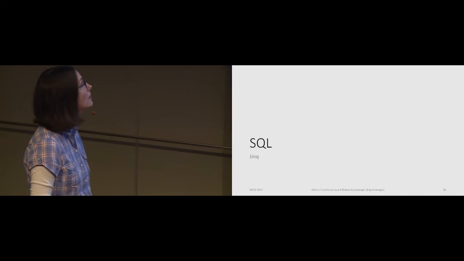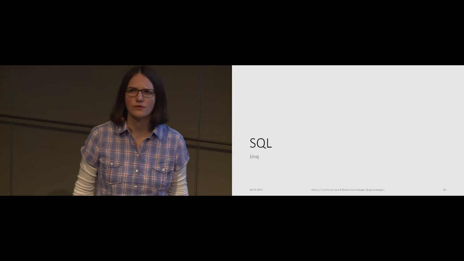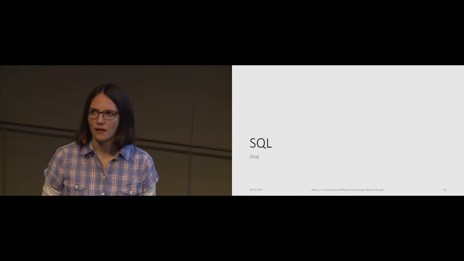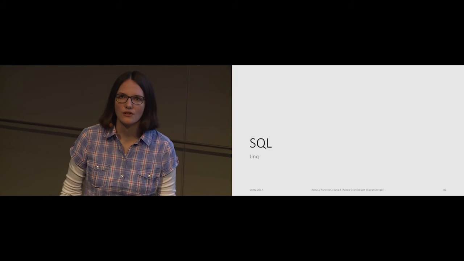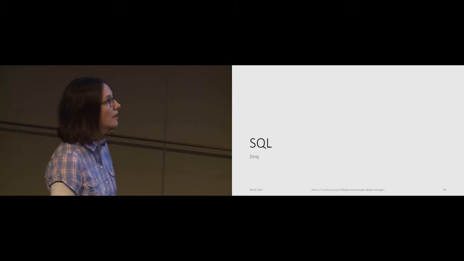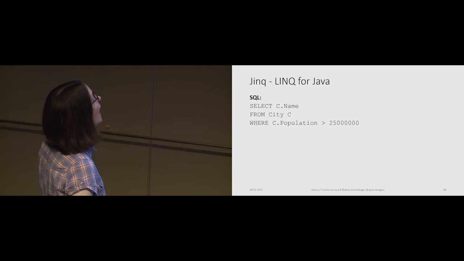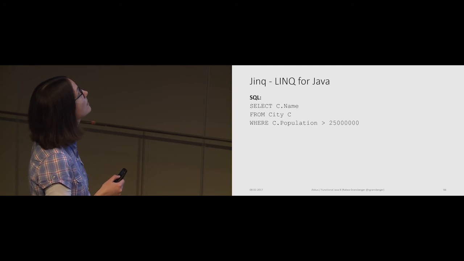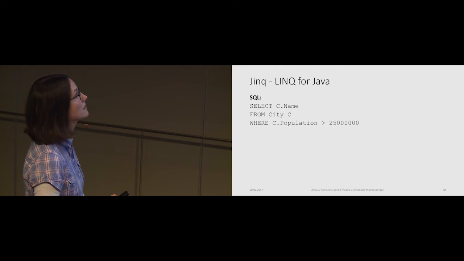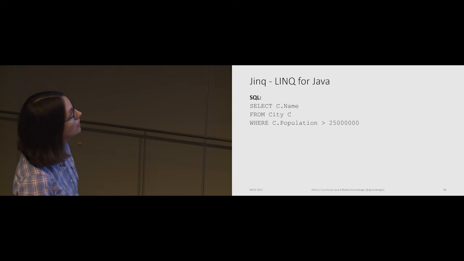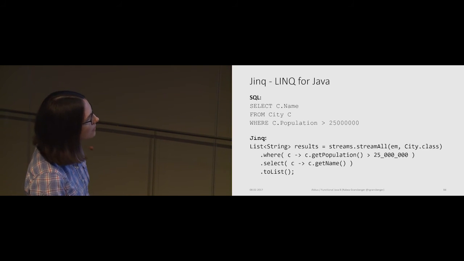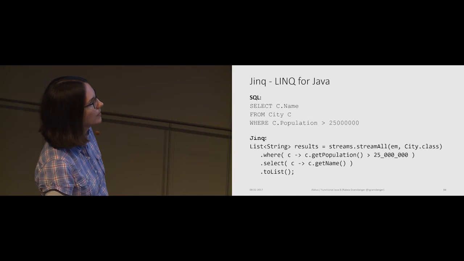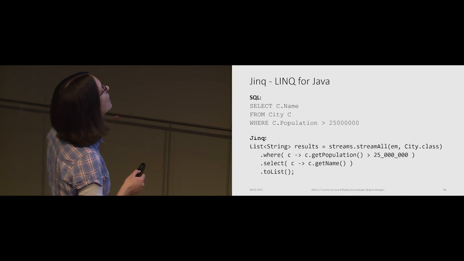So SQL, Jink. Who has used .NET? Who knows LINQ? There are some people starting to implement something like that for Java now. This is called Jink. What Jink does is, if you have this SQL statement, select the names of a city where the city has a population of over whatever that means. Let's have a look here. See, the underscores are really useful because now we can see it's 25 million.